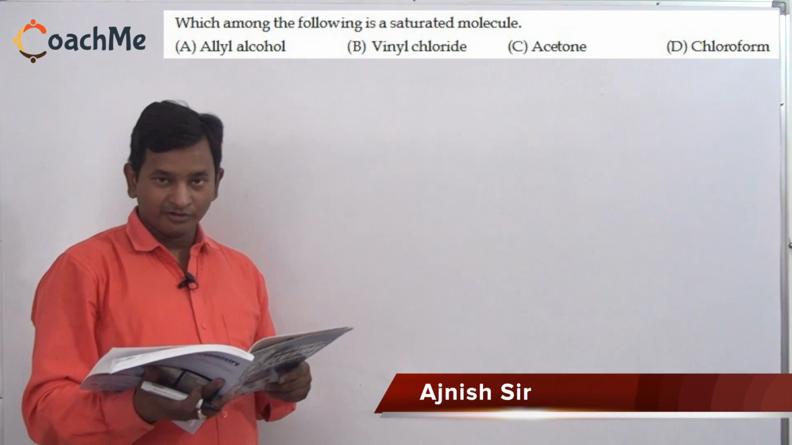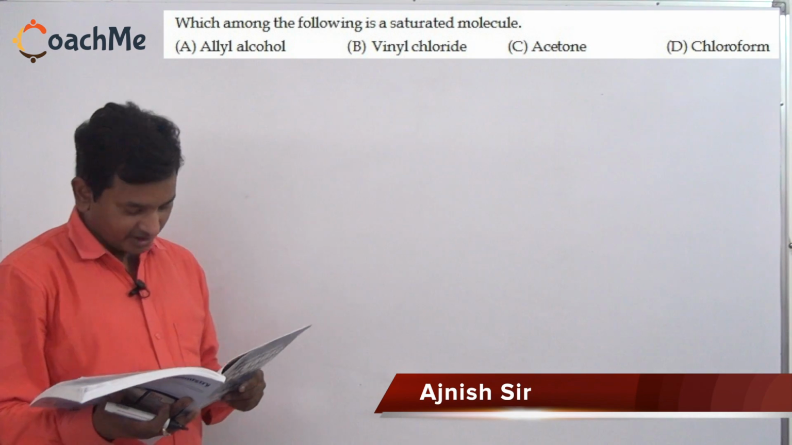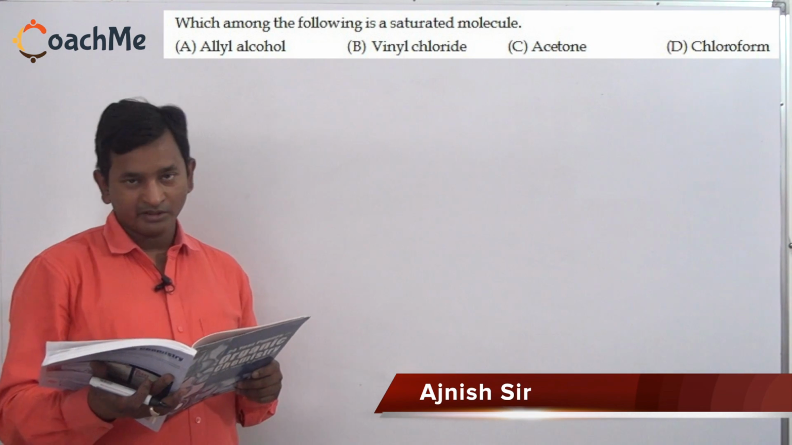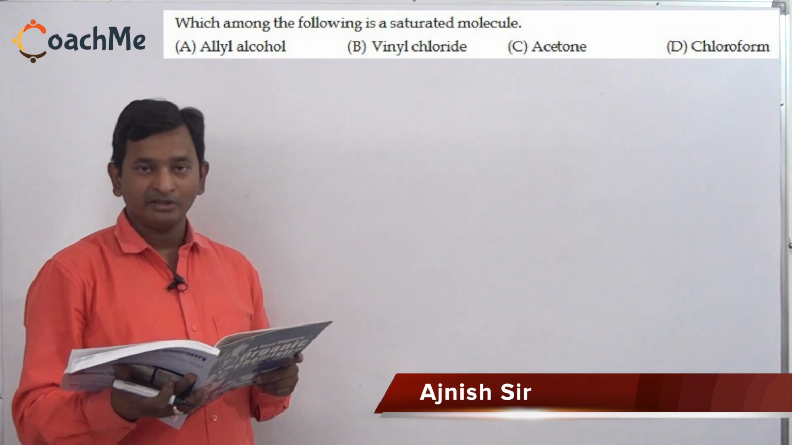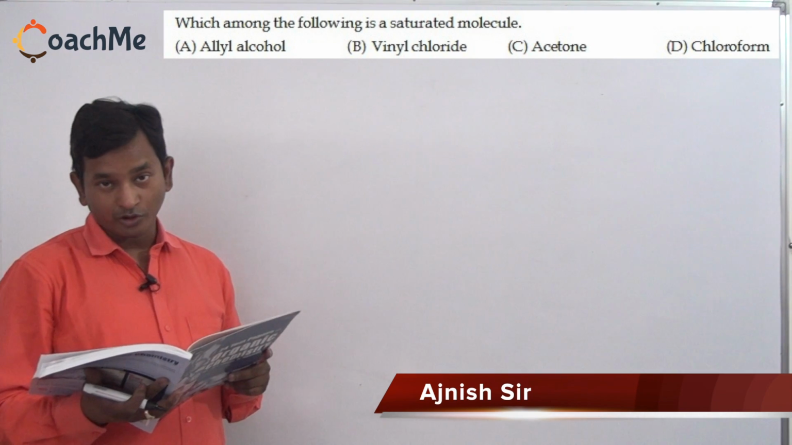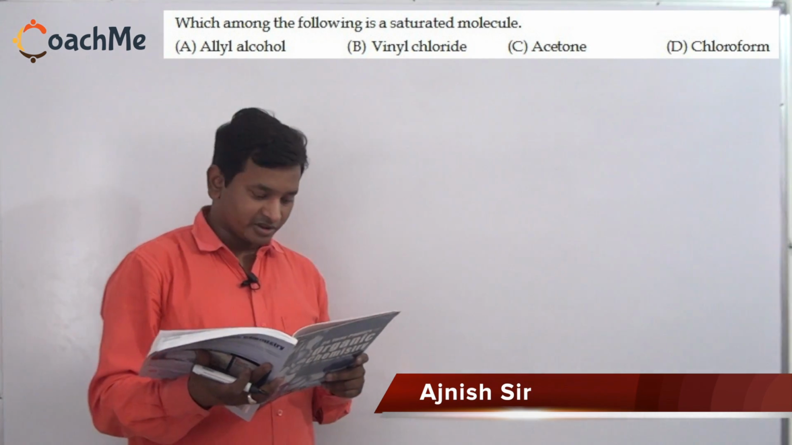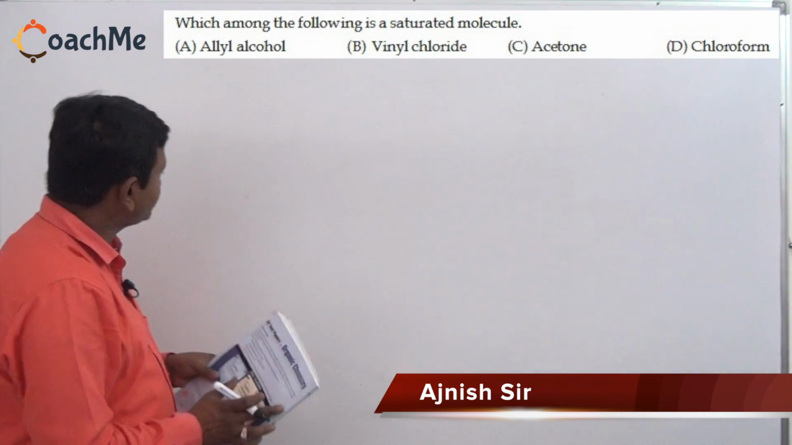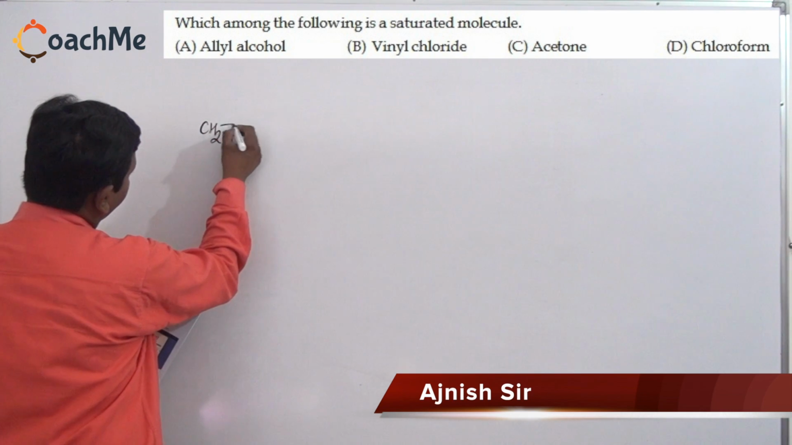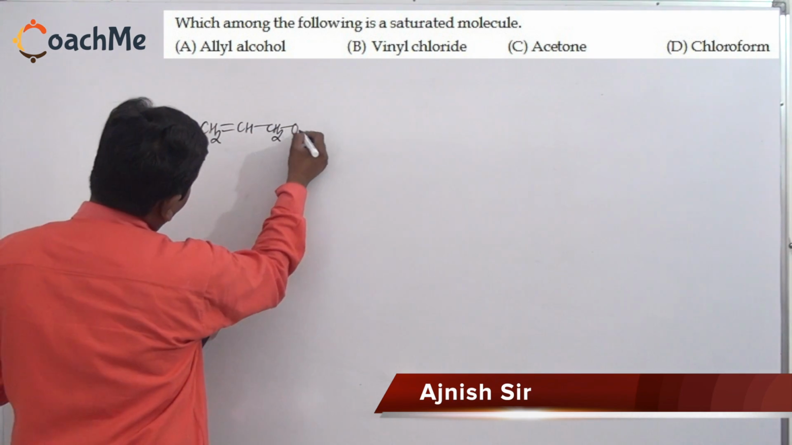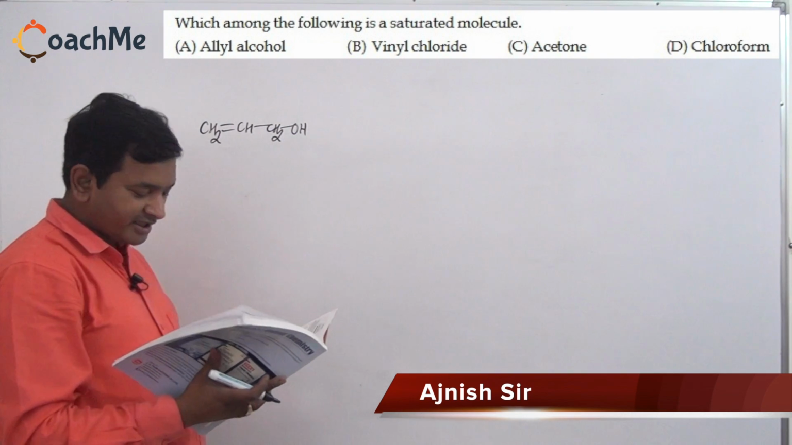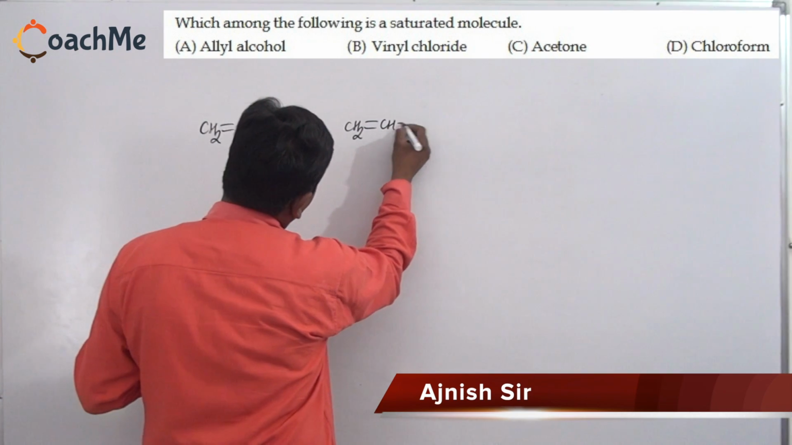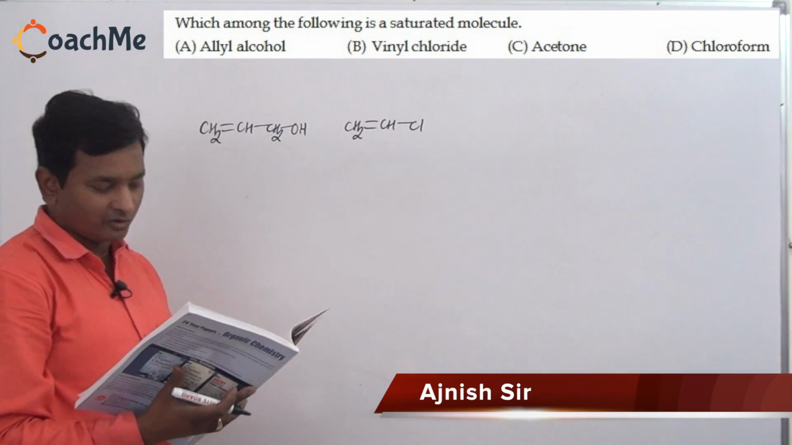Now the fourth question, again of SCQ, states: which among the following is a saturated molecule. Again in this question common names are mentioned. So to solve this question you must know about the structure of these common names. First is allyl alcohol. The structure of allyl alcohol will be like this. Second is vinyl chloride. The structure of vinyl chloride will be like this.